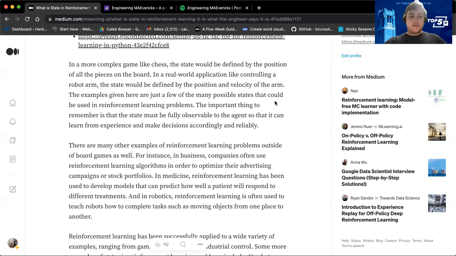The important thing to remember is that the state must be fully observable to the agent so that it can learn from this experience of the states it's encountering and make decisions accordingly and reliably.